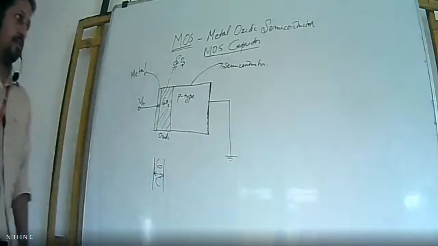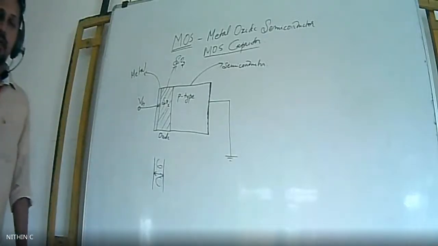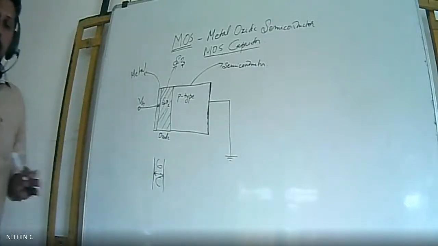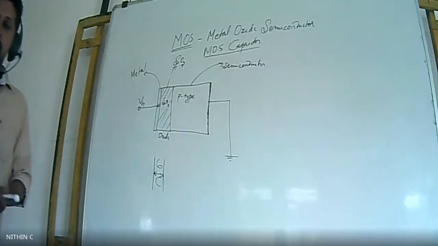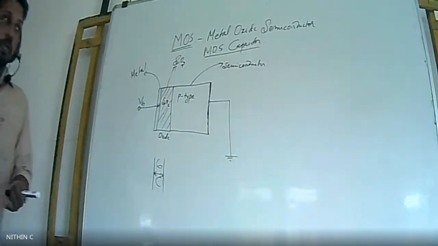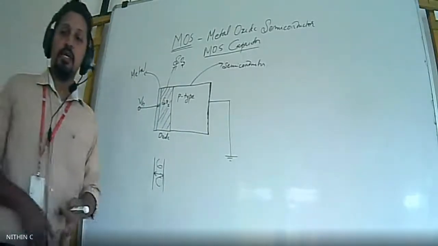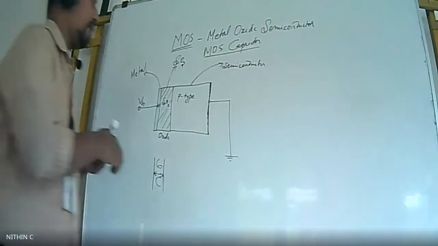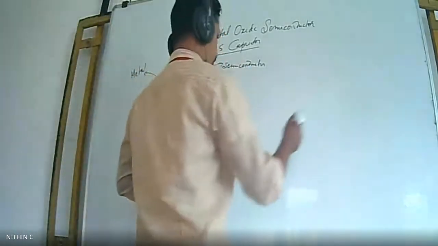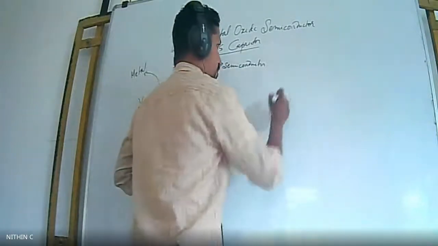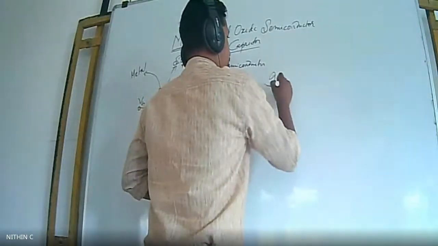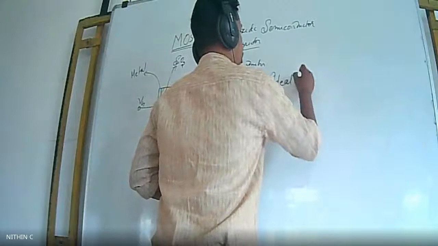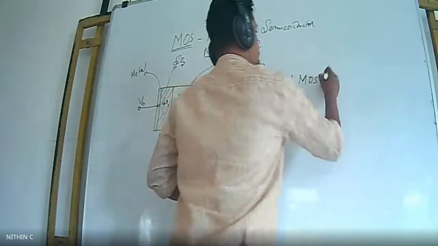In this section also we will be dealing with some energy band diagrams. Almost everything, metal contacts, metal semiconductor contacts, metal oxide semiconductor contacts, will be explained in terms of energy band diagrams. As you know, we will be drawing the energy band diagram of metal and semiconductor separated by the oxide layer. So initially I will be drawing the energy band diagram of an ideal MOS capacitor.